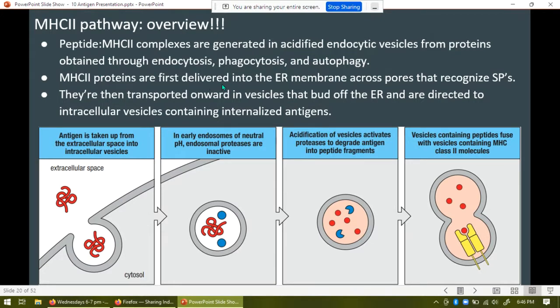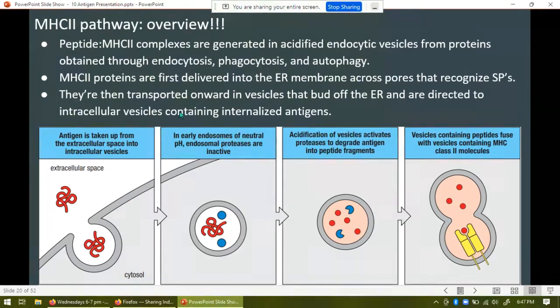MHC2 proteins are first delivered into the ER membrane across pores that recognize signal peptides. So the MHC2 protein is transmembrane, therefore it has to have a signal peptide at its N-terminus that is recognized by pores in the ER membrane that allow for the insertion of the polypeptide across the ER membrane into the lumen.